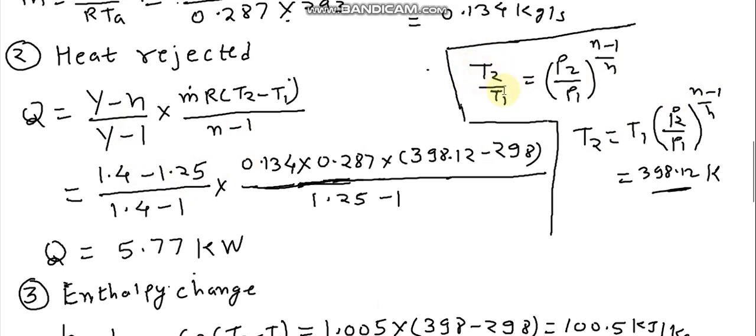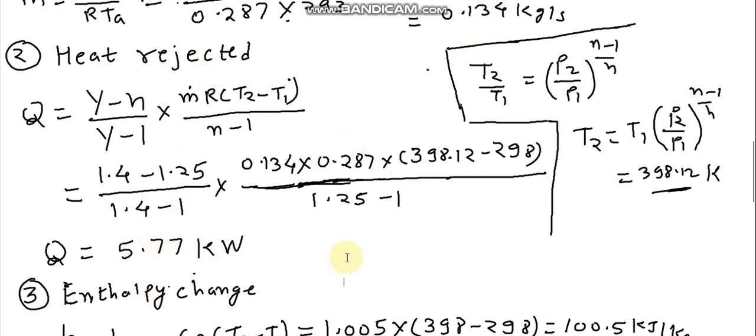For T2, T2 by T1 is equal to (P2 by P1) raised to the power n minus 1 upon n. Put the values of T1, P2 and P1. We will get T2 is 398.2. Now gamma is 1.4, n is 1.25. We know the value of mass 0.134, R is 0.287. We get heat rejected is 5.77 kilowatt.